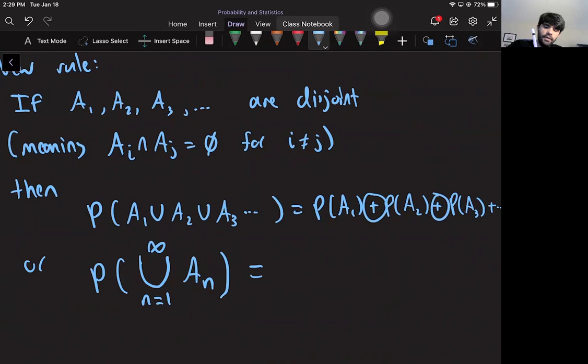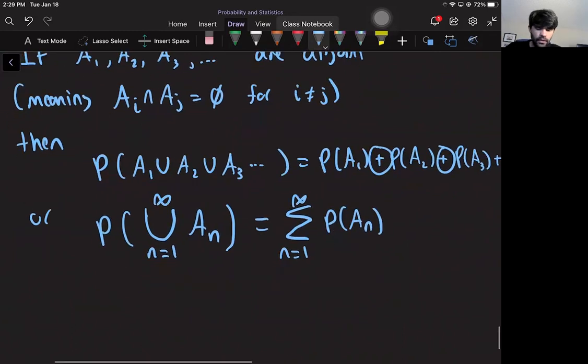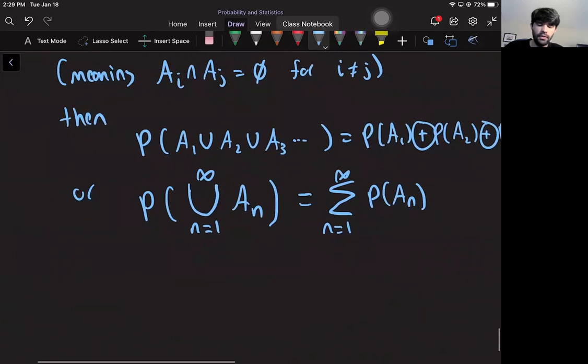So how do we write an infinite sum? Well, in Calc 2, you learn this summation notation. So you say from 1 to infinity of, and what am I adding up? I'm not adding up the sets. I'm adding up the probabilities of the sets. So this is the new rule. So if this happens, then it's a probability function for your infinite sample space.